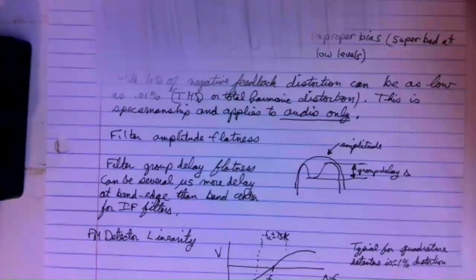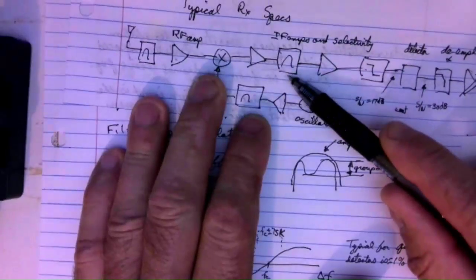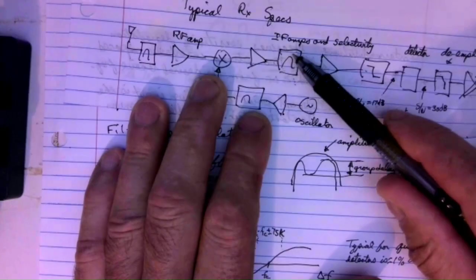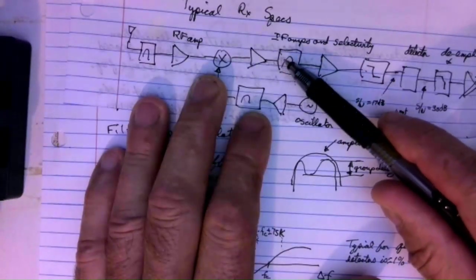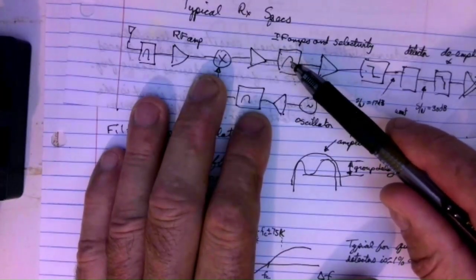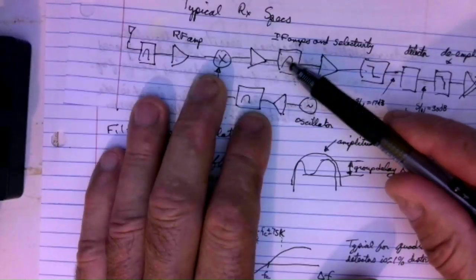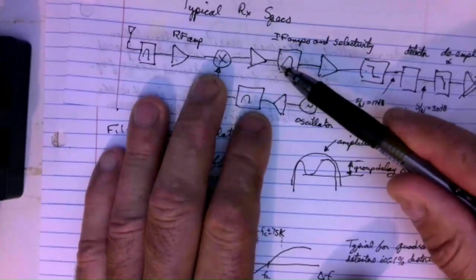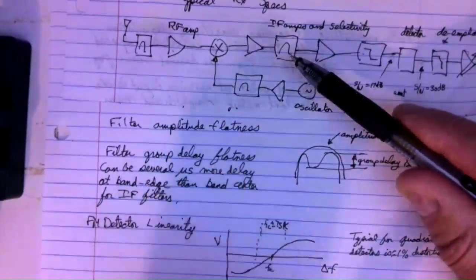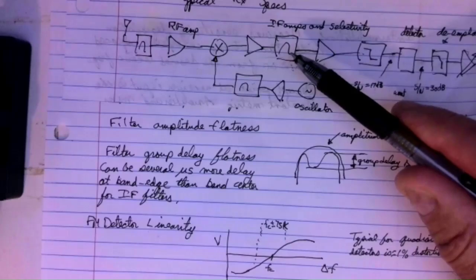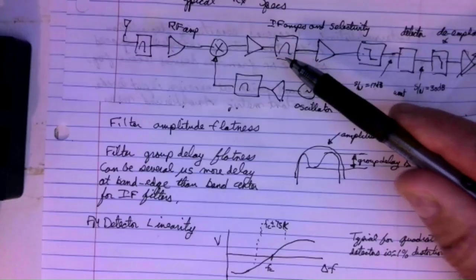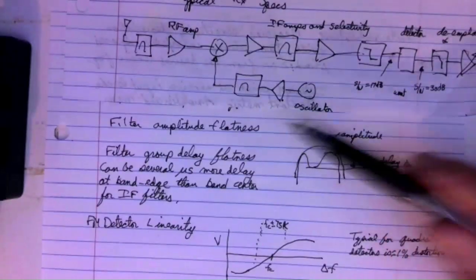Filter amplitude flatness. This IF filter obviously needs to be 180 kilohertz bandwidth, and its amplitude needs to be reasonably flat over 180 kilohertz. And if it's tilted or too narrow, or if the radio is mistuned so that half of your energy is hanging off the end, that'll certainly cause distortion. I've never seen it quantified, put numbers on it, but it'll certainly cause distortion, filter amplitude flatness.